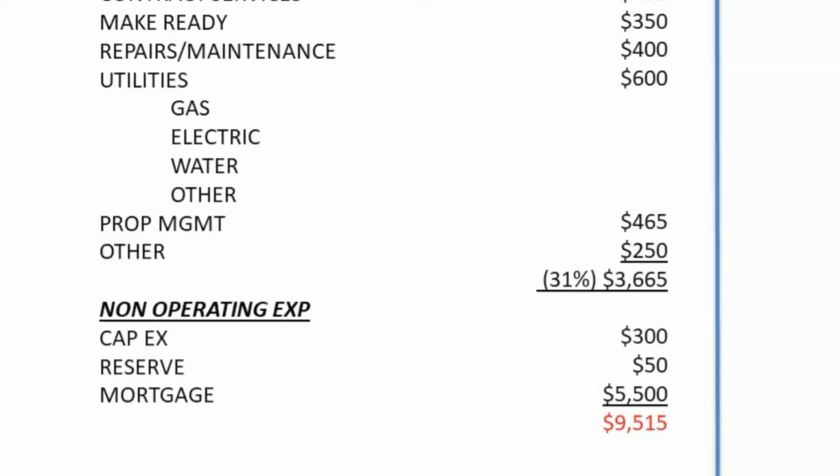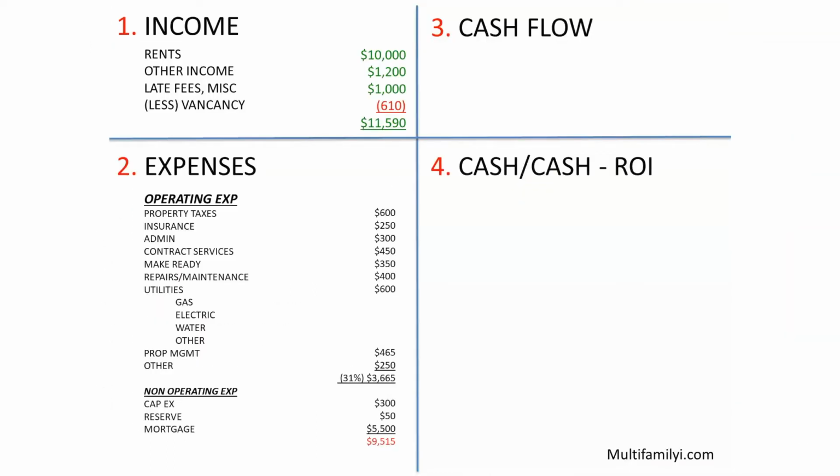Now you have some non-operating expenses such as capital expenditures, things that you're going to improve the building with. So they're not really an expense, it's really an improvement. So you're going to capitalize those costs. They're non-operational. Then you have a reserve fund that you're putting away for a rainy day down the line. And then of course the mortgage, the loan on the property. So the income, number 1, number 2 quadrant, expenses.